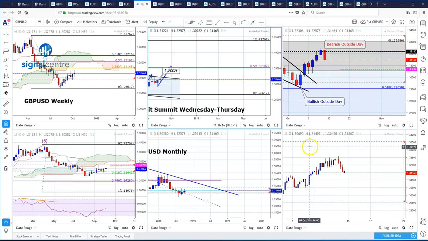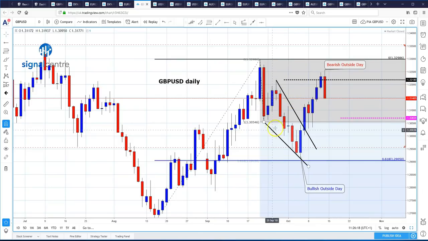If we go to a shorter time frame, let's just look at this one. This was the wedge formation. It hit the target of the wedge formation, but it's formed this bearish outside day on Friday, which sometimes highlights the top of a trend. So again, a few warning signs.